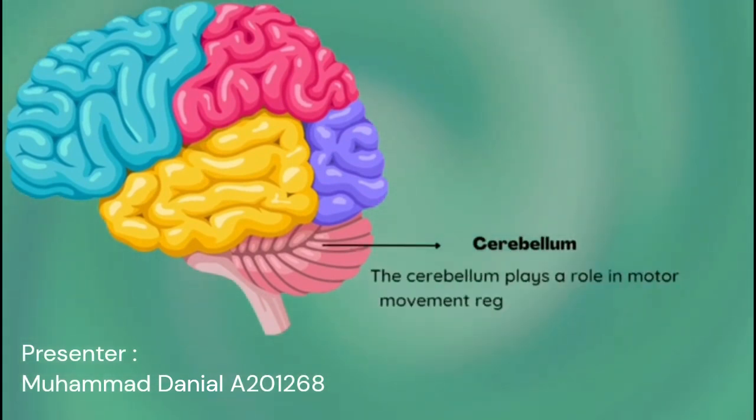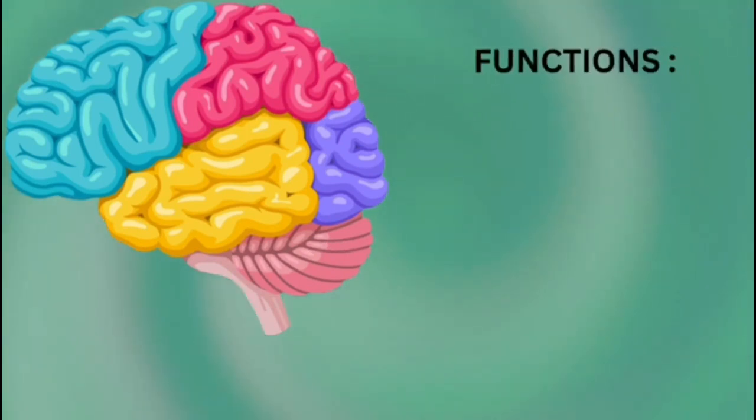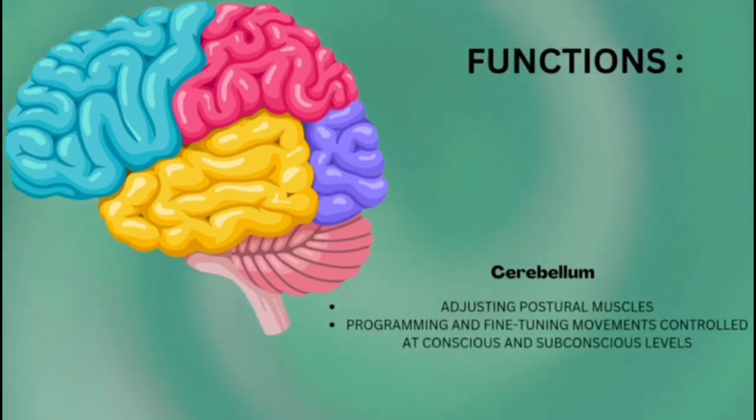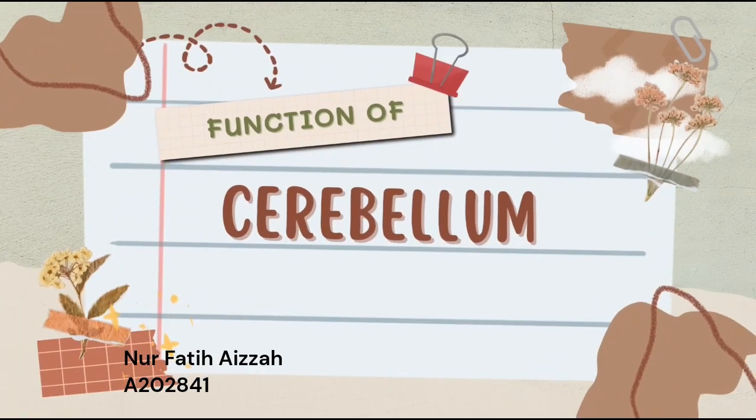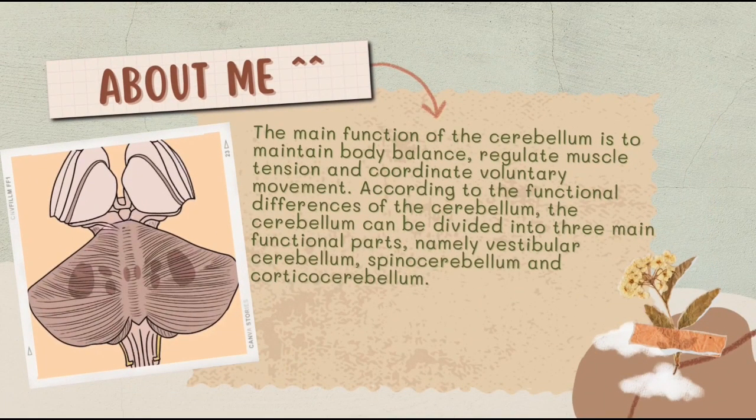The cerebellum plays a role in motor movement regulation and balance control, and its functions are adjusting postural muscles, programming and fine-tuning movement control at the conscious and subconscious level. Function of the cerebellum. The main function of the cerebellum is to maintain body balance, regulate muscle tension, and coordinate voluntary movement.